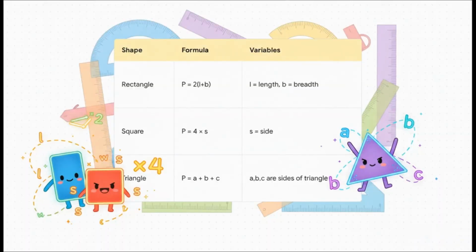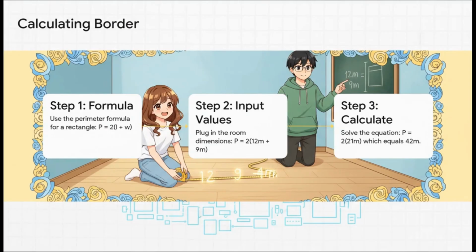Now what's cool here is that we have these handy little formulas for common shapes, but the main idea is always the same. Just add up the sides. For a rectangle, instead of going length plus width plus length plus width, you can use a shortcut. Just add the length and the width together once, and then double it. So much faster. So, let's actually solve our border problem.